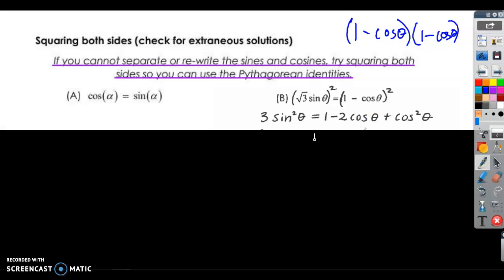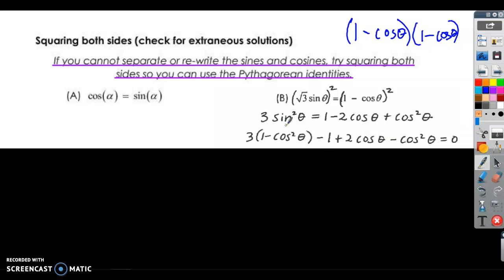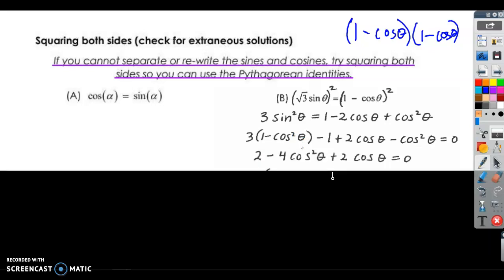Well, that's kind of an issue for me. So what I'm going to do is rewrite this sine squared as 1 minus cosine squared. So now I've got an equation with a whole bunch of cosines. I've got some that are squared, some that are a regular cosine, and then a number. So I can distribute my 3 to my 1 and to my negative cosine squared, put everything on the same side, and then add all the like terms together.